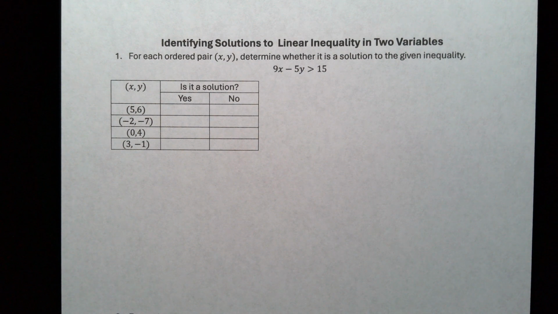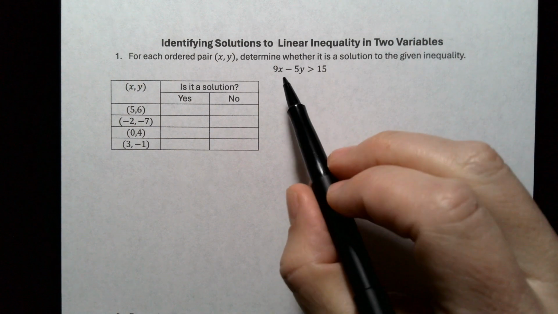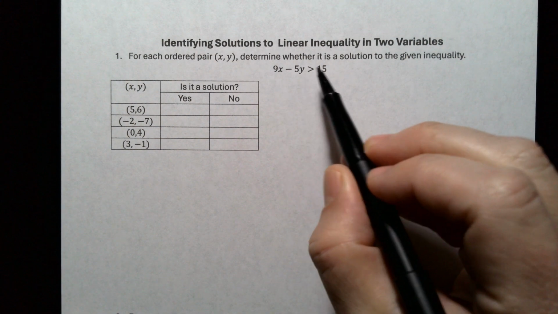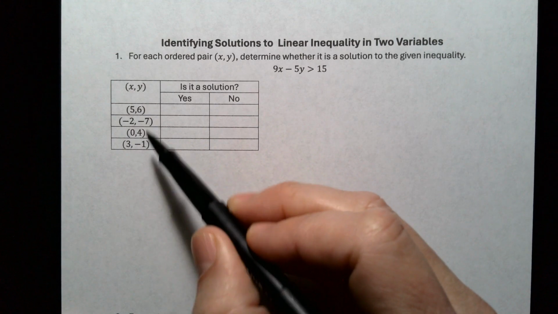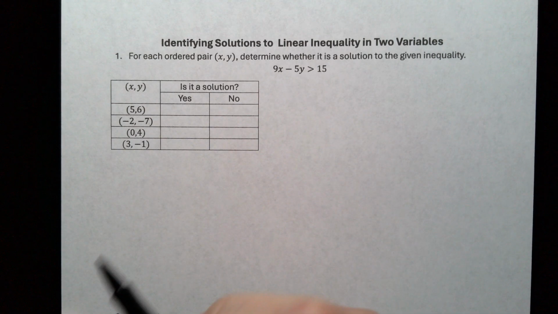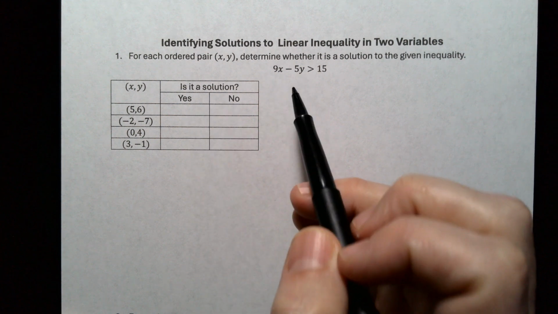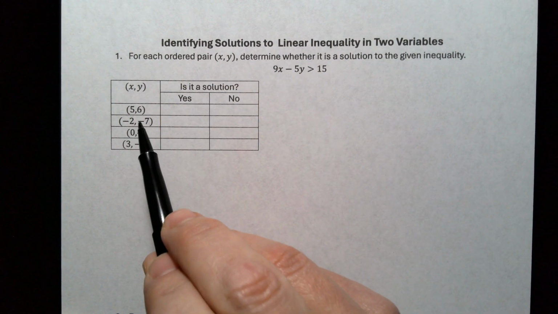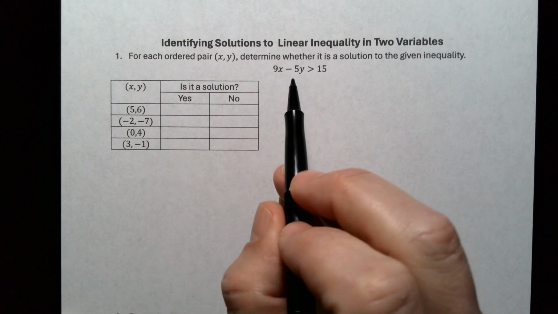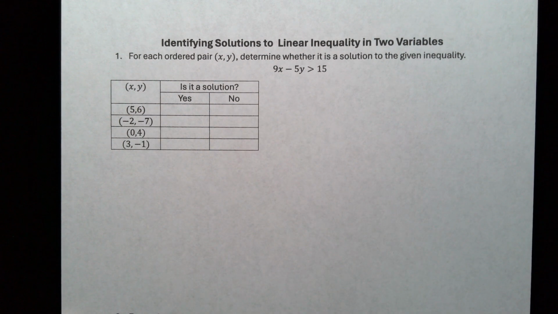In this video, we're going to be identifying solutions to linear inequalities that are in two variables. So we've got this inequality here, 9x minus 5y is greater than 15. And we've got some x's and y's over here that we need to plug into this inequality to see if it actually works. And what I mean by work is that the inequality has to be true after we do all the calculations on both sides of this inequality.